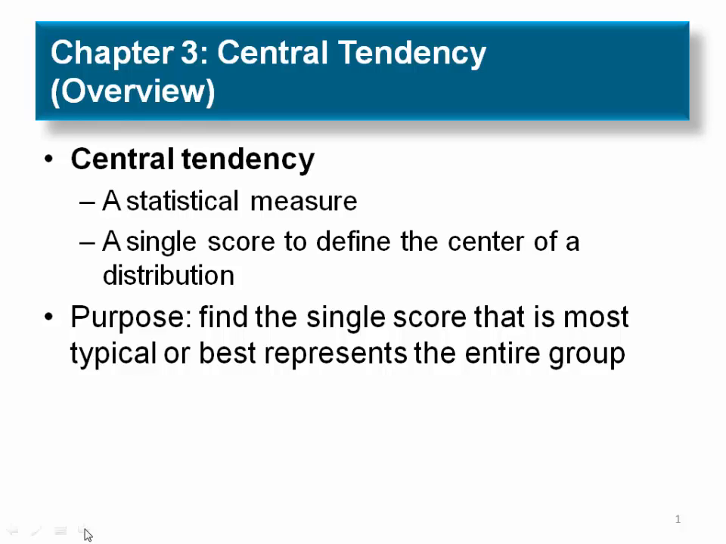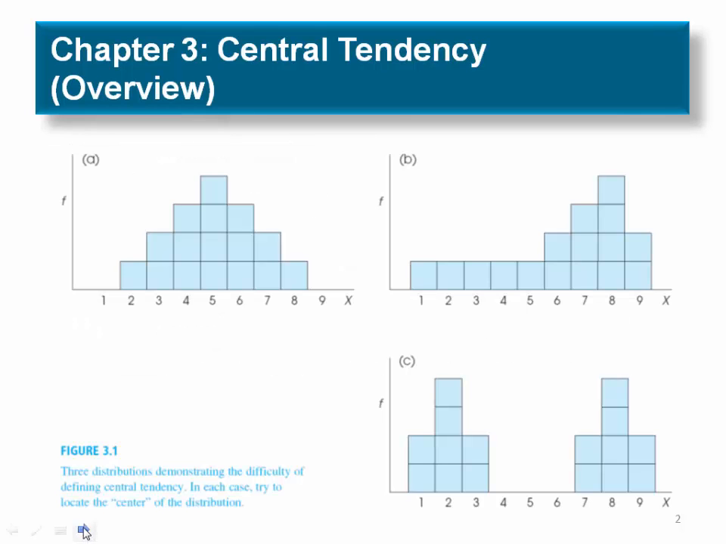Ideally, this central value will be the score that is the best representative value for all of the individuals in the distribution. We will be learning about three measures of central tendency: the mean, or arithmetic average, the median, and the mode.